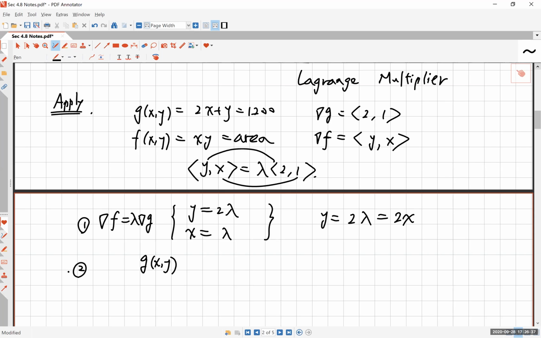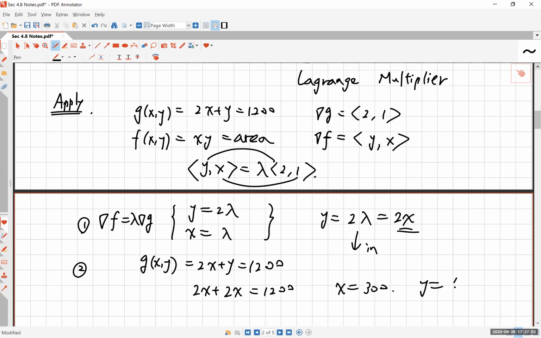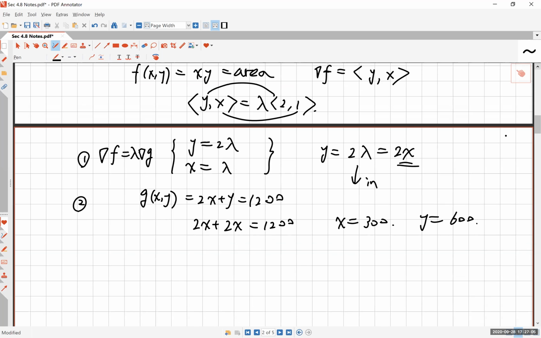The second requirement is that the constraint still has to be satisfied. And so that's 2x plus y is equal to 1200. Okay, plug this into this equation, 2x plus y, which now we know as 2x, is equal to 1200, from which you get x is equal to 300, and y is of course 2 times lambda, which is 2 times x, 600. You got the answer, okay?